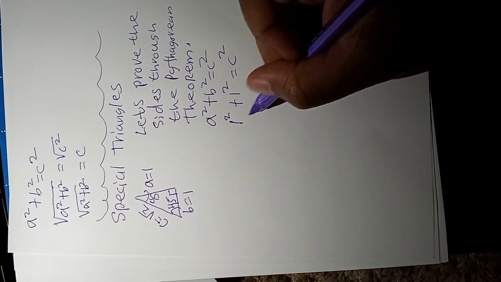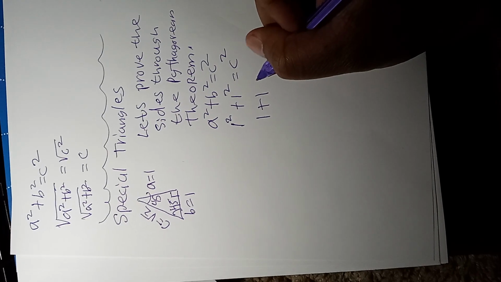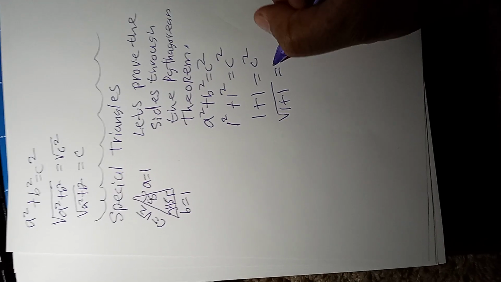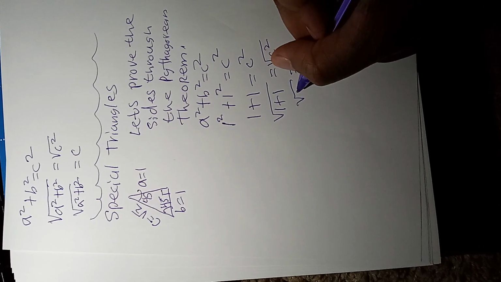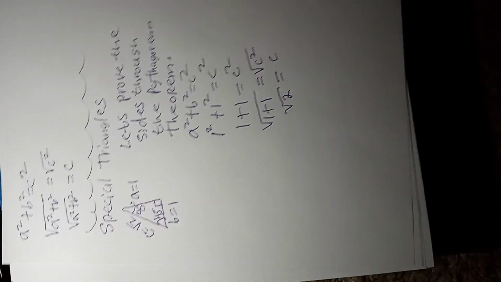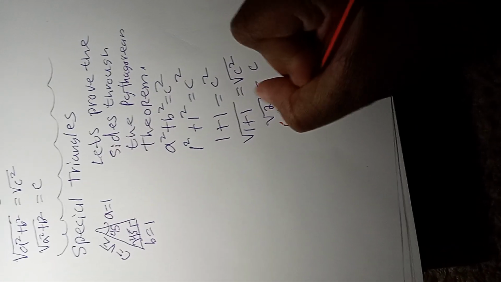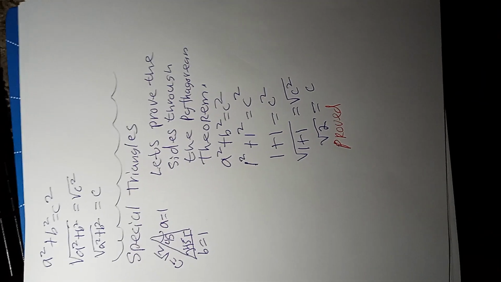So 1 squared is 1, and so 1 plus 1 is equal to c squared, and then we take the square root of 1 plus 1 and the square root of c squared, and that breaks down to c is equal to the square root of 1 plus 1, which breaks down to the square root of 2. So that proves that c is equal to the square root of 2. So that has been proved. So now let's prove the 30, 60, 90 triangle. Let's let that marinate there for a little bit.